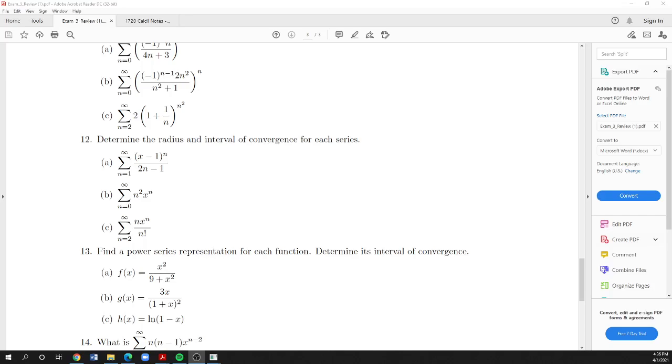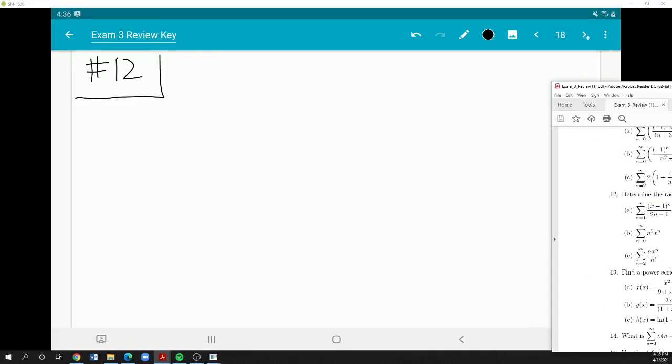Let's look at number 12 now. Determine the radius and interval of convergence for each series. This is going to be a little bit painful, but it's important, so let's take a look. (x minus 1)^n over 2n minus 1. We look at that one first.